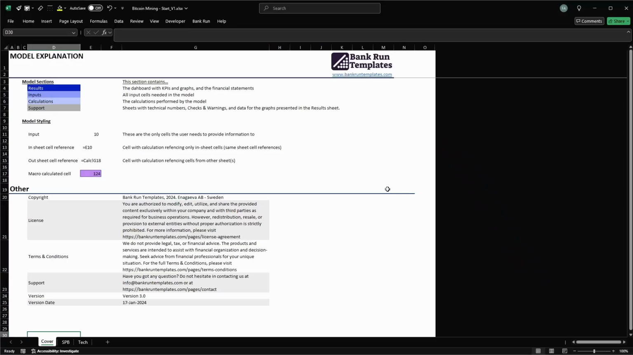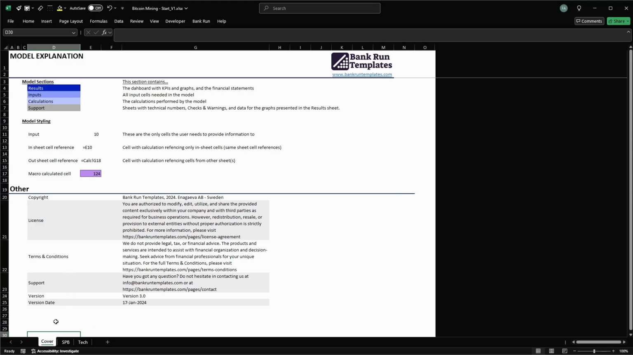So here we have the basic templates that we're going to use to build the financial model. For now, we have 3 sheets over here. By the way, if you'd like to, you can click on the link below and download this start version of the model for free.